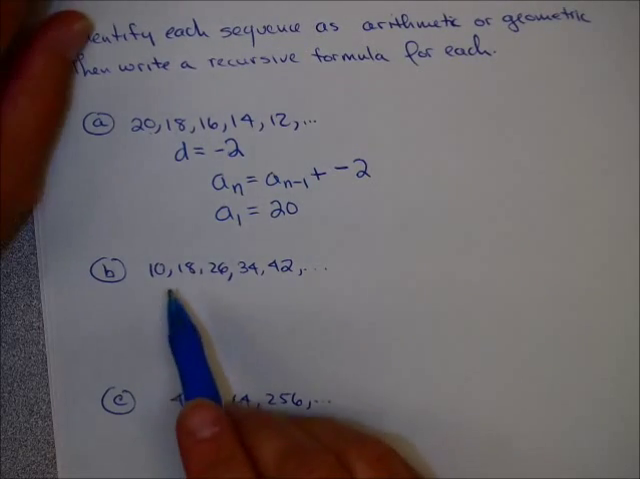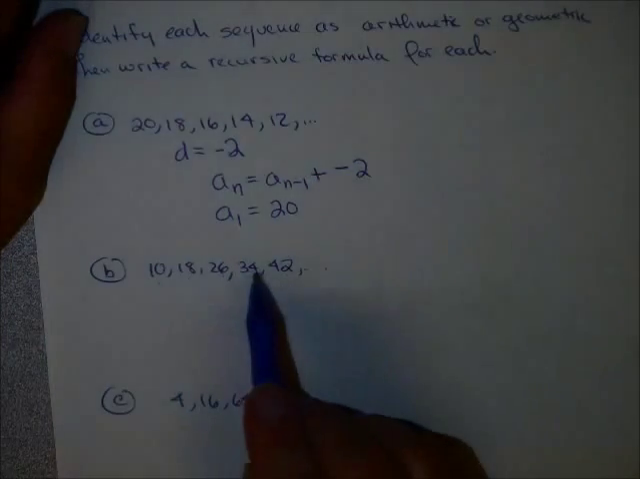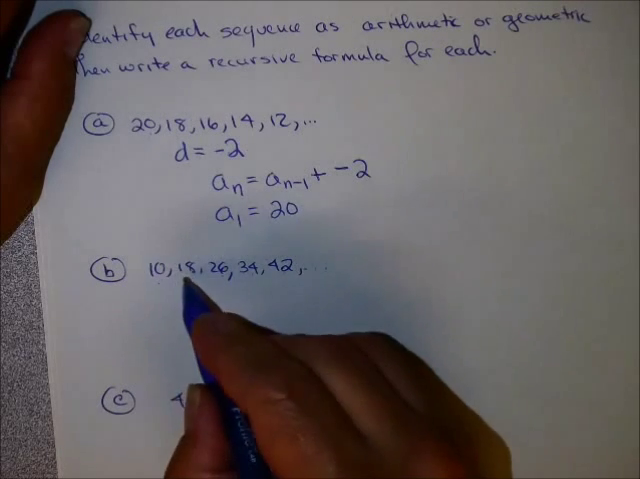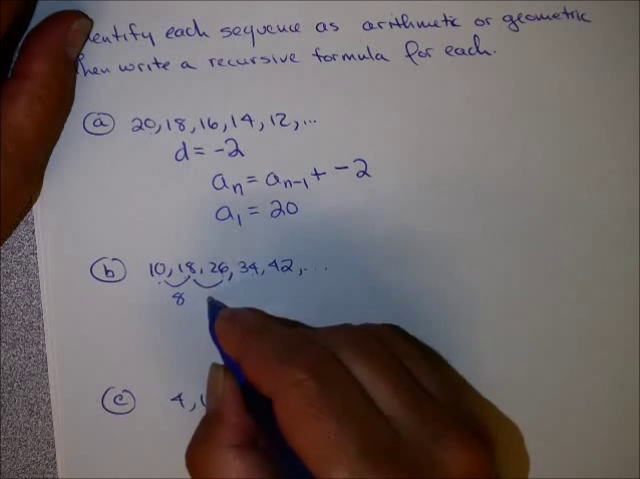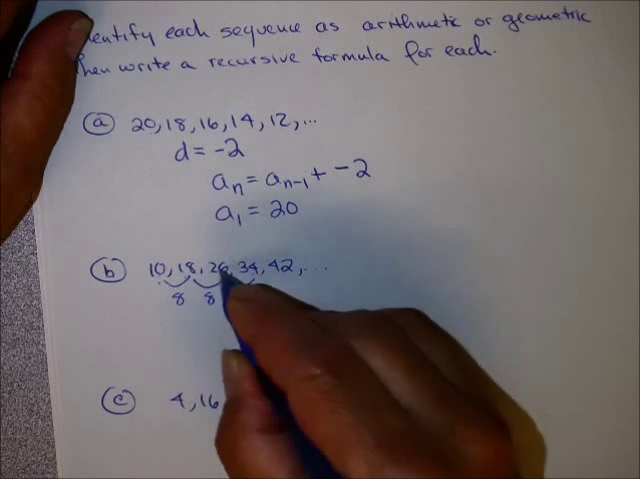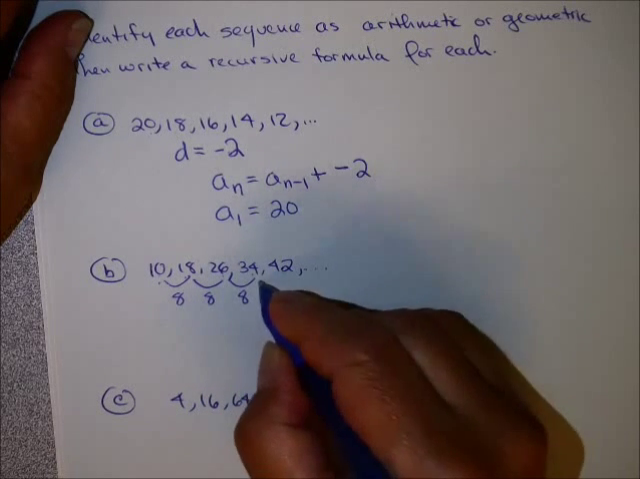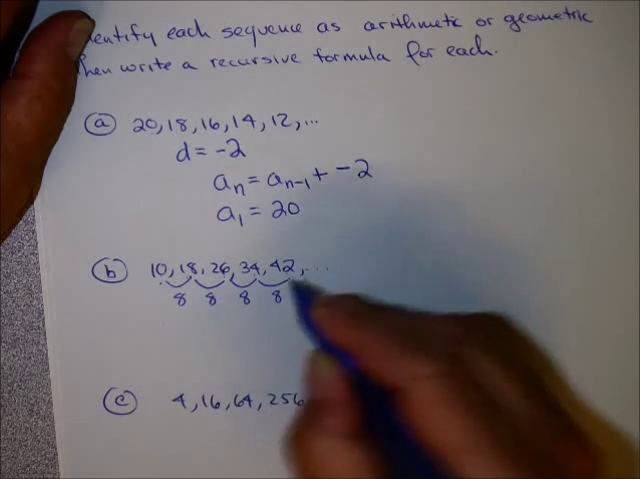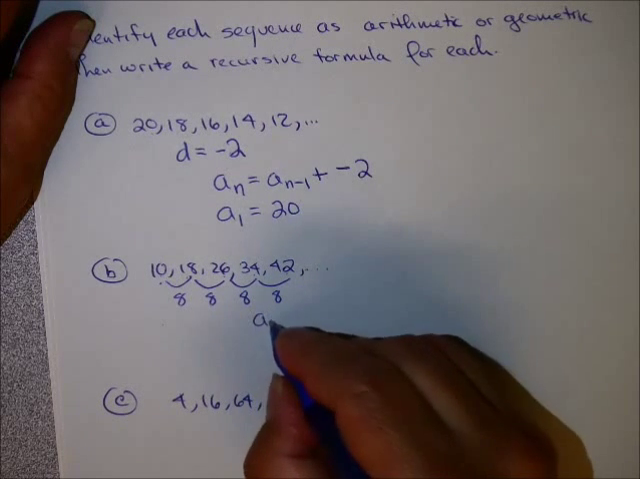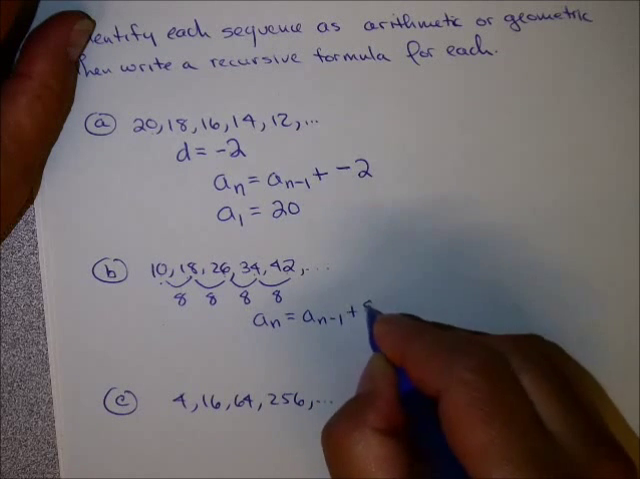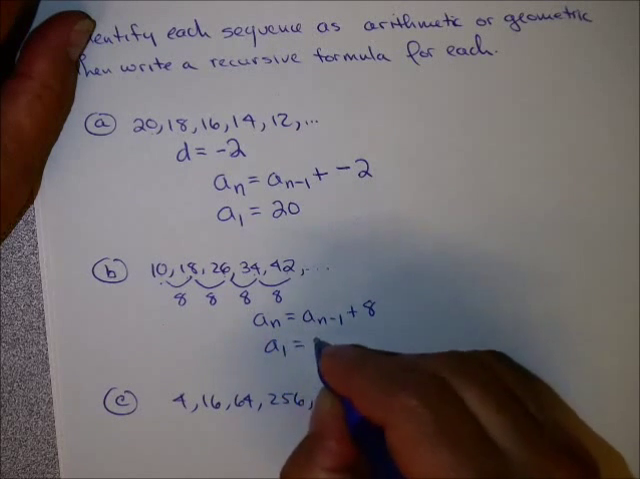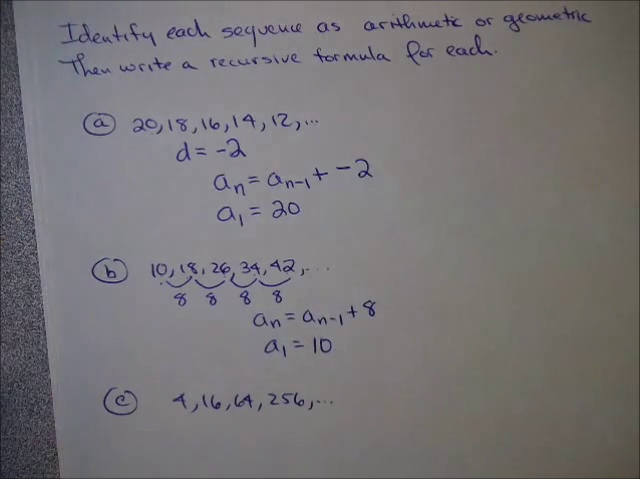Let's take a look at this one. 10, 18, 26, 34, 48. Well, if you do 18 minus 10, you get 8. 26 minus 18, you get 8. Does 8 added to 26 give you 34? Sure. 34 to 42 gives you 8. So the nth term equals the previous term plus 8. And the first term, of course, equals 10.